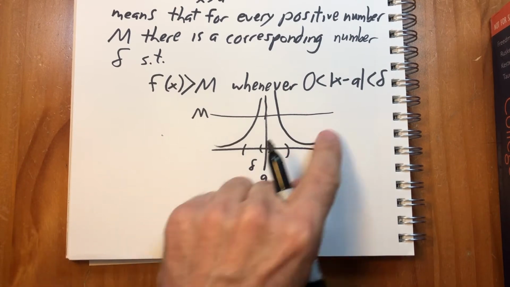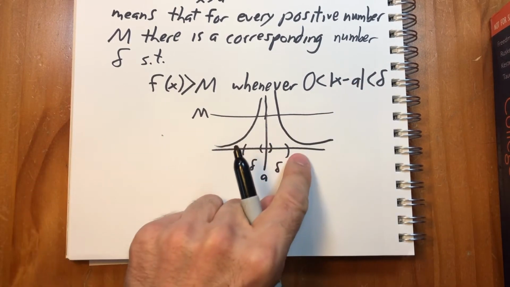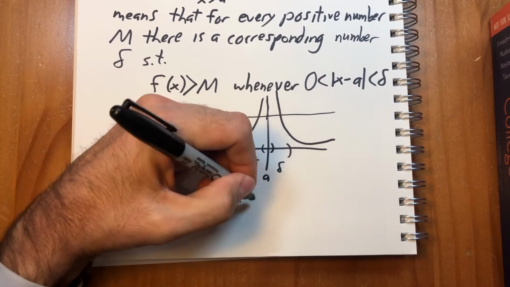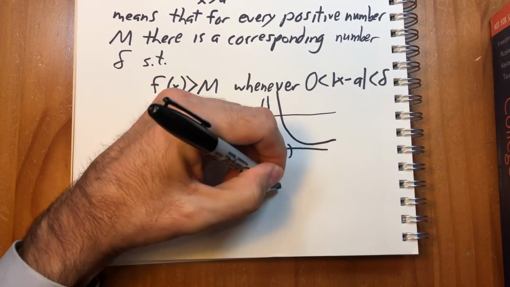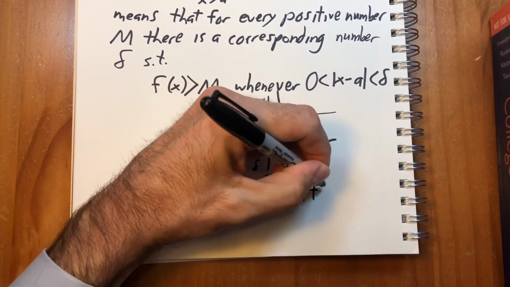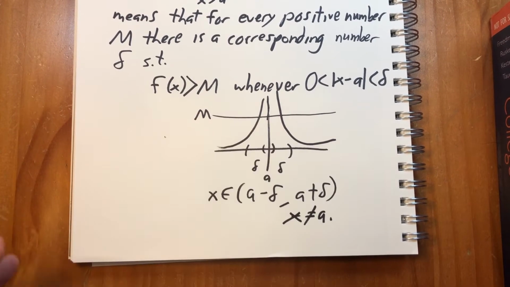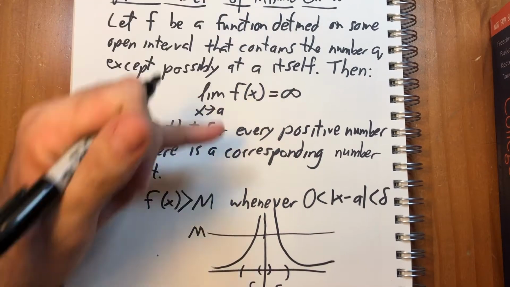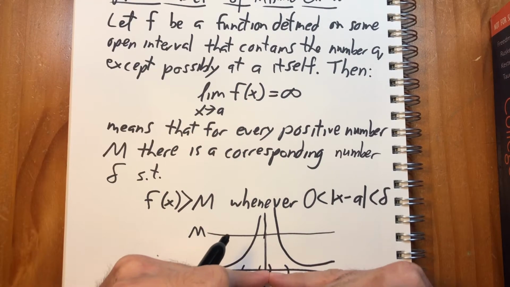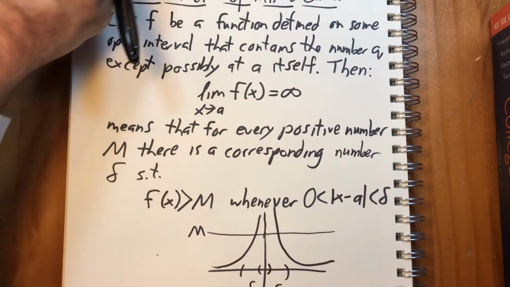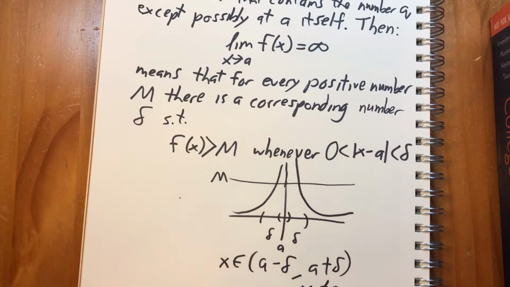And remember, we can think of this also just as an interval here, where x is an element of a minus delta, a plus delta, but x does not equal a. So you can see that as m gets bigger, you'll have to make delta smaller, you'll have to make the interval smaller, but then once you're in there, everything is going to be bigger than m.